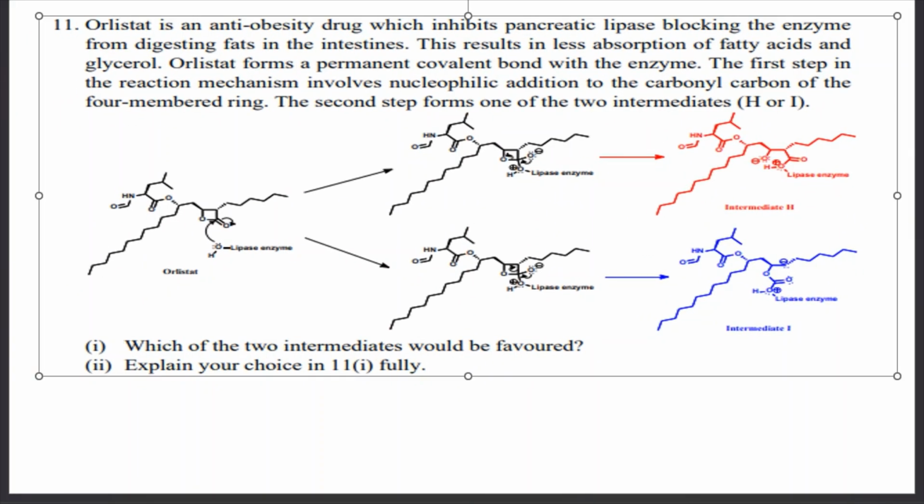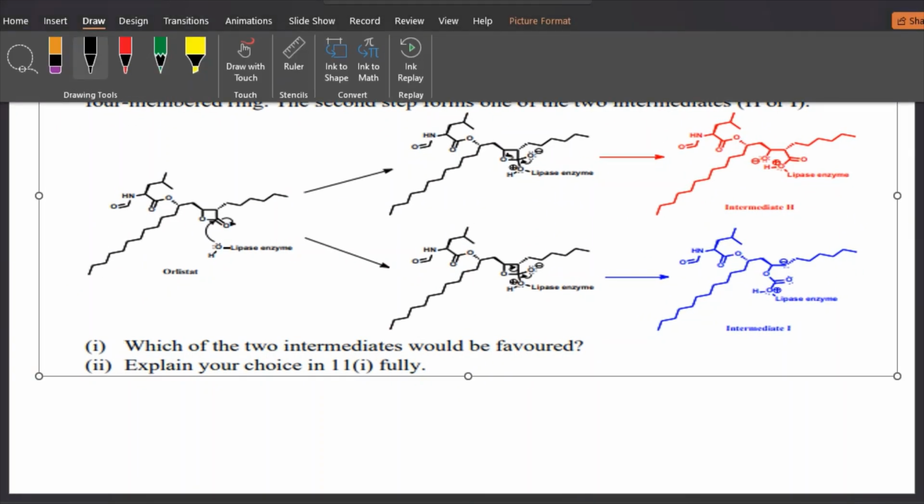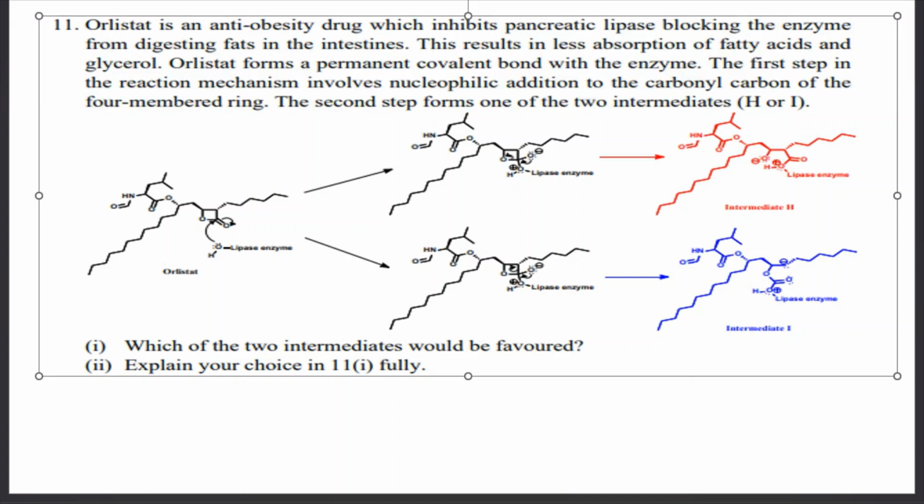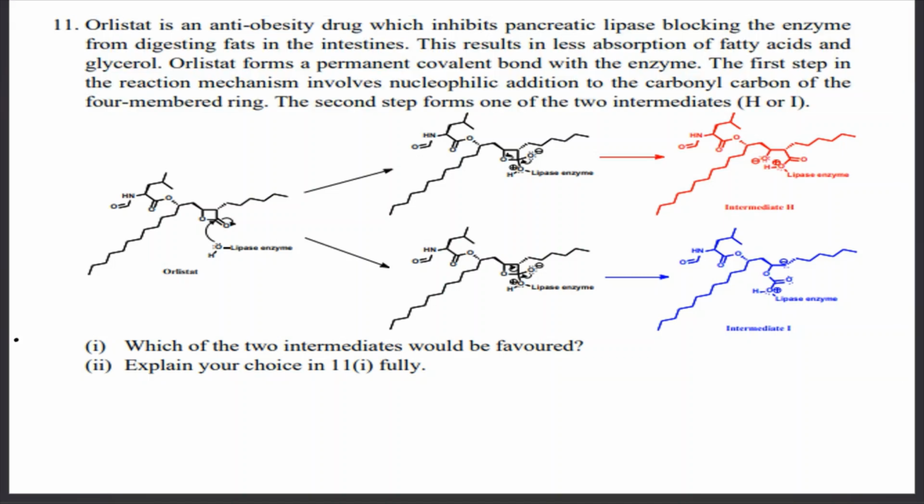Okay. So let's look at what they're asking us here. So this is H and then this is I. Which of the two intermediates would be formed or favored? So if you look at H here, you find that the intermediate has got a negative charge that is formed on oxygen. Here on oxygen.